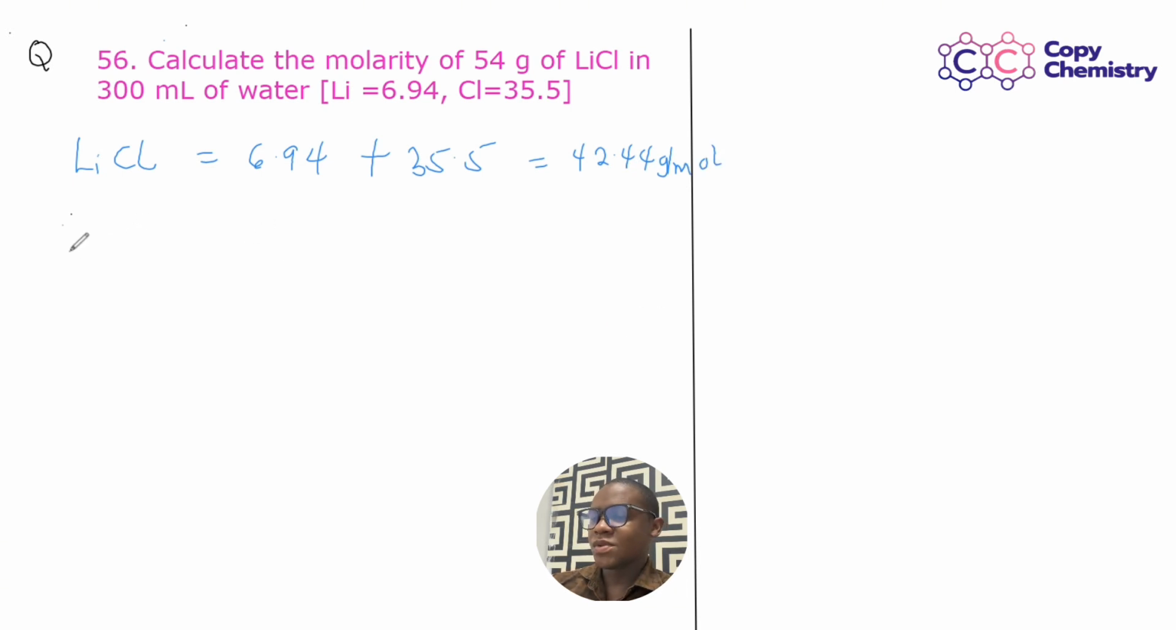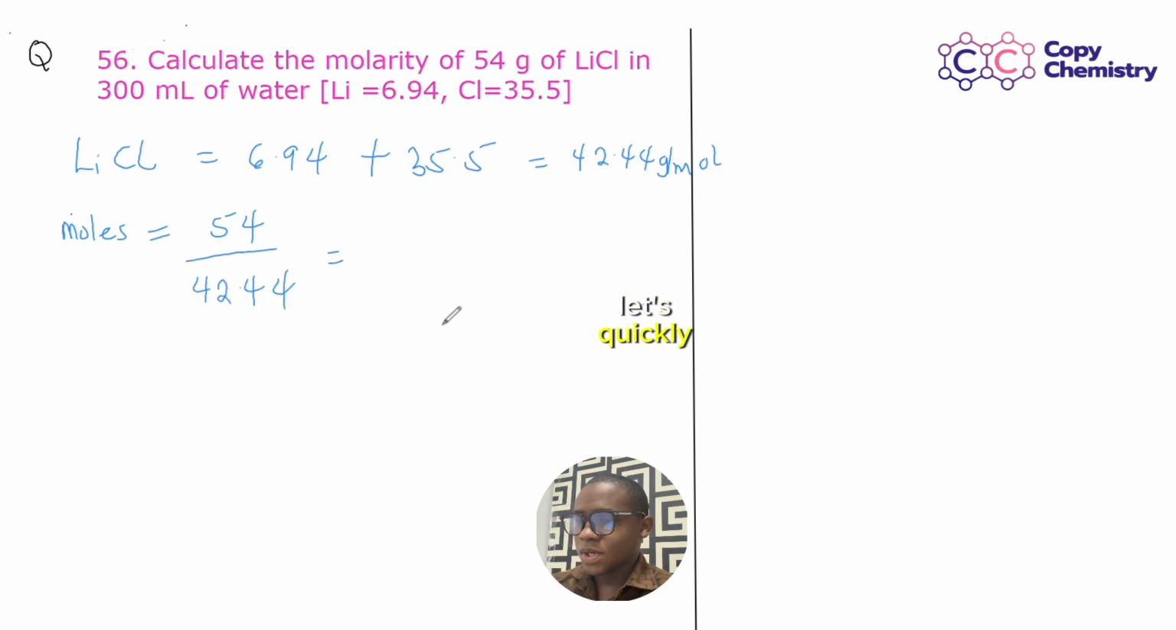Then we can also get the moles of the LiCl that we're dropping into the water. The LiCl is the solute, and then your water is the solvent. So what is the moles of LiCl? It's just mass divided by the molar mass, okay? The mass is 54 grams, and then the molar mass is 42.44. So let's quickly calculate that. Is that 1.272? And that will be in moles. So that's the moles of the solute, LiCl.